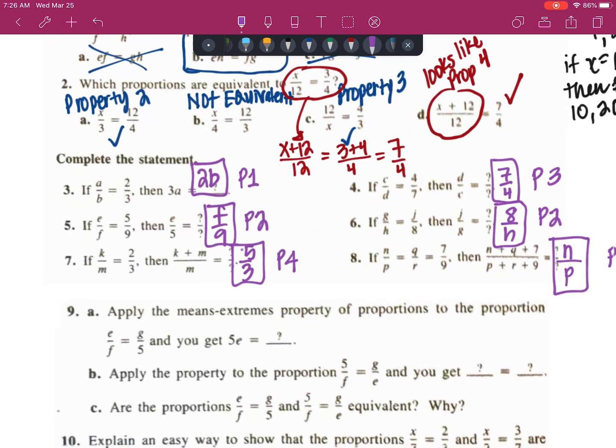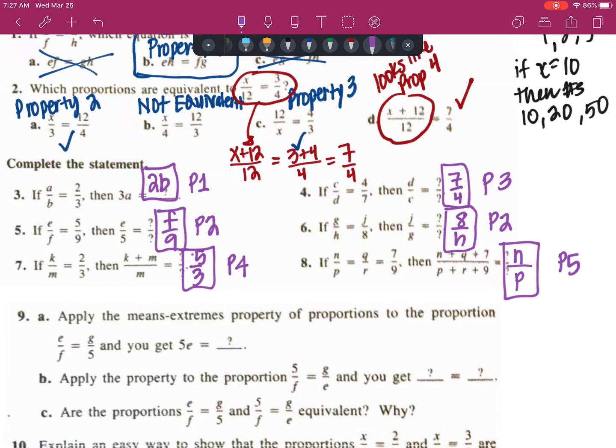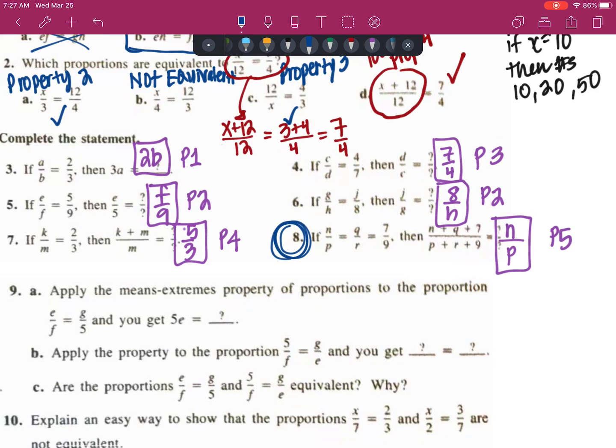Okay, here are the answers to 3 through 8, and I put next to them the property. I think it's really important here for me to note on number 8. So number 8, there's an if and a then. This is so important. If, let's say we have 3 over 6 equals 1 over 2 equals 5 over 10.